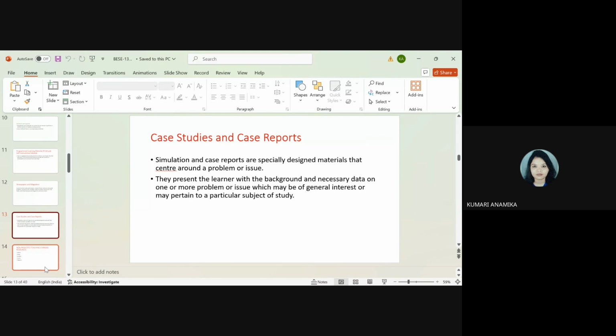Next you see case studies and case reports. Okay, this simulation and case reports are specially designed materials that center around a problem or issue. Okay, they present the learner with the background and necessary data on one or more problem or issue which may be of general interest or may pertain to a particular subject of study.